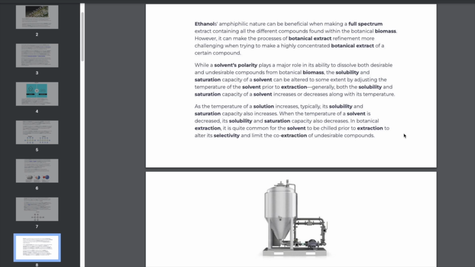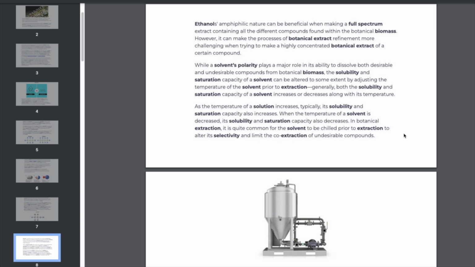In botanical extraction, it is quite common for the solvent to be chilled prior to extraction to alter its selectivity and limit the co-extraction of undesirable compounds. Namely, the only things that we don't want are green color and fats and lipids. Now, this applies to the entire organic chemical spectrum.